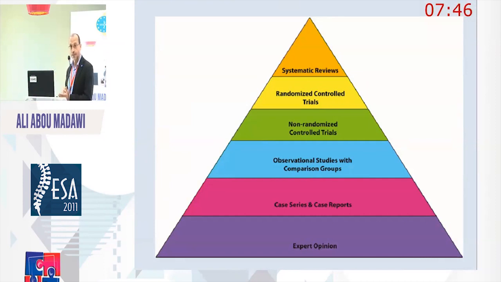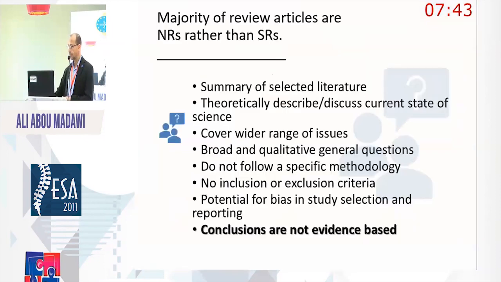What is the difference between review, systematic review, and meta-analysis? These titles here summarize what a narrative review is. A narrative review is a summary of selected literature, theoretically describing and or discussing the current state of science. It covers a wider range of issues, broad and qualitative general questions, not specific questions, does not follow specific methodology, has no inclusion or exclusion criteria, has potential for bias, and conclusions are not evidence-based. So this is the narrative review. And the systematic review is the opposite to all these points.